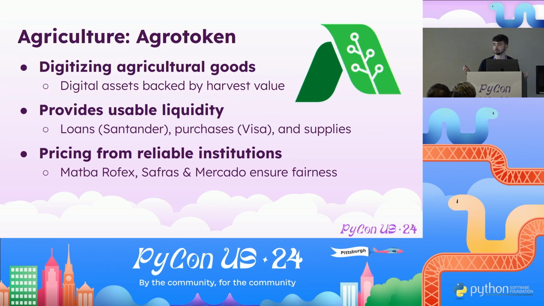But like any other product, there isn't just one piece of infrastructure that makes or breaks the product. There are various pieces of infrastructure that all interact with each other. So, for example, an AgroToken, yes, they use blockchain to digitize the assets, to digitize the soy. But they also work with reliable institutions, like banks and exchanges, to ensure that there's pricing fairness and to make it more interoperable with these companies like Santander and Visa to provide loans and actual payments.